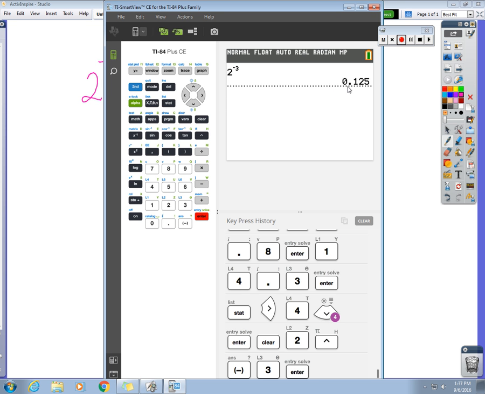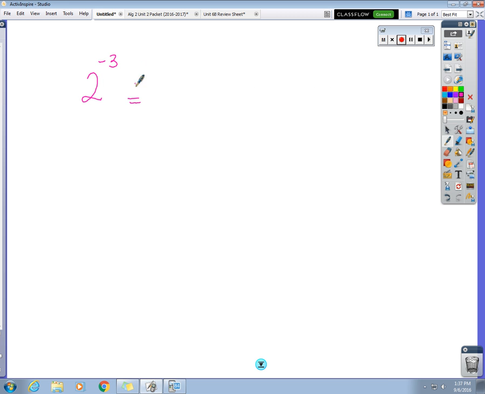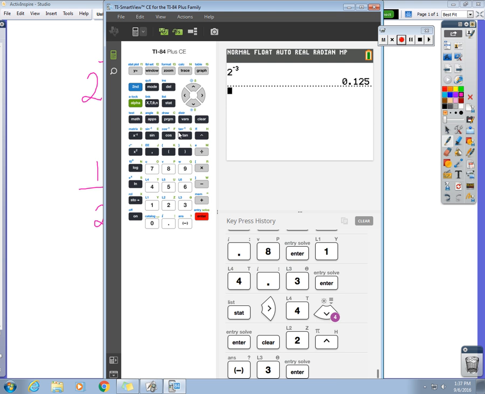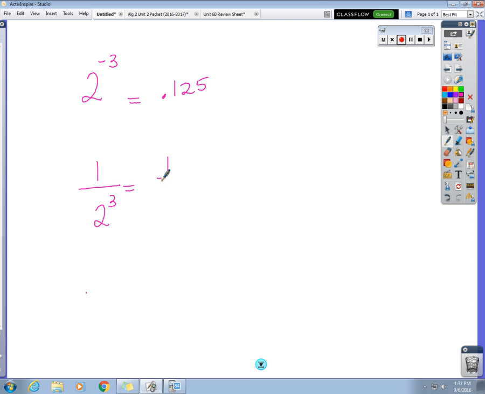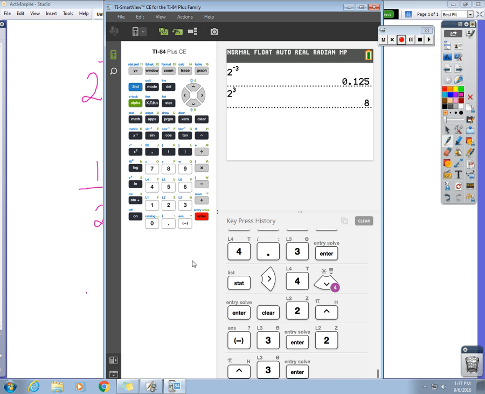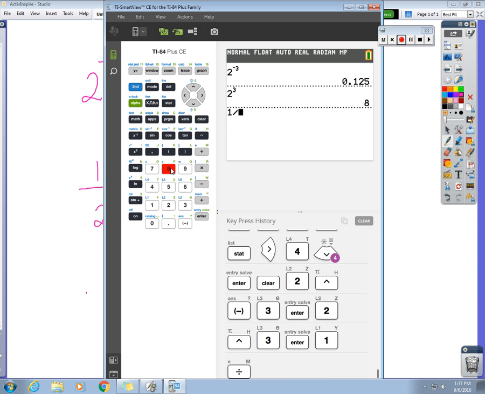Well, let's figure out how they're getting that 0.125. Remember, to make that a positive 3, aren't you going to have to put it on bottom? Okay, well, what's 2 raised to the positive 3? 8. So this becomes 1 over 8. And then look, 1 over 8 is 0.125.